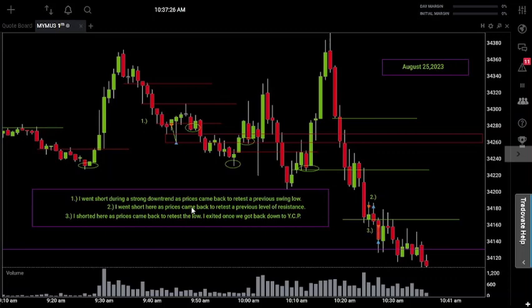And that's pretty much exactly what I did at 3. So I shorted here as prices came back to retest the low, and I exited once we got back down to yesterday's closing price. And after that, I decided to call it a day.